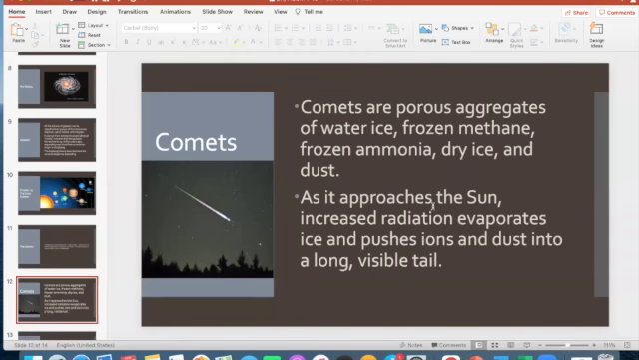Comets are other objects that float in space. Comets are porous aggregates of water ice, frozen methane, frozen ammonia, dry ice, as well as dust. As it approaches the sun, the increased radiation evaporates that ice and pushes the ions and dust into a long visible tail. So sometimes you think you're seeing a shooting star, but it could just be a comet melting as it gets closer to the sun.